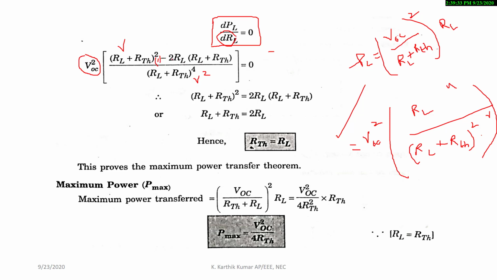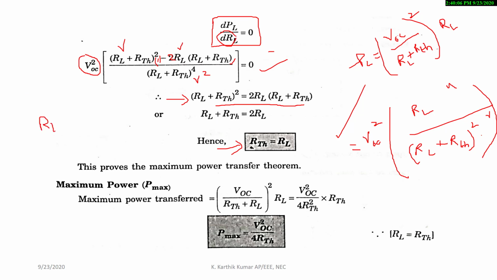This is V U dash, which is 1, minus U V dash. U is RL, and V dash is the derivative of (RL plus RTH) the whole square, which we get as 2 into (RL plus RTH). Ultimately, when we simplify this, (RL plus RTH) the whole square is equal to RL into (RL plus RTH). Hence, we are getting the equation RTH equal to RL.